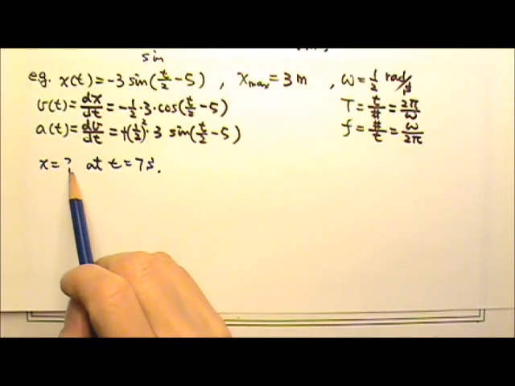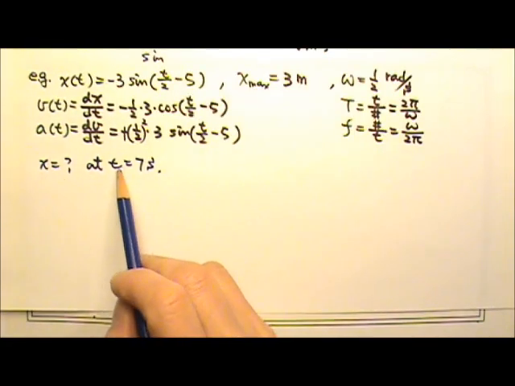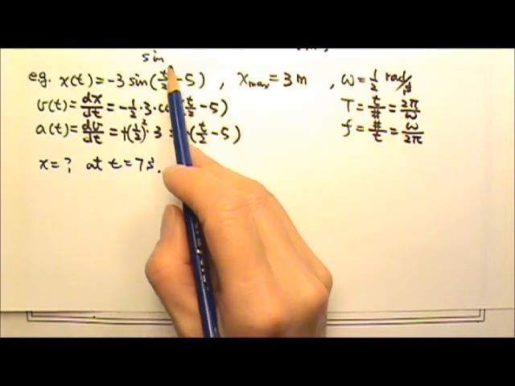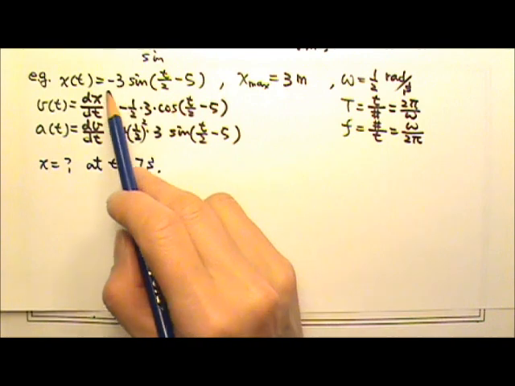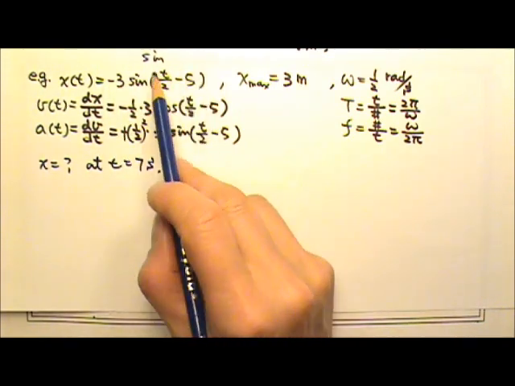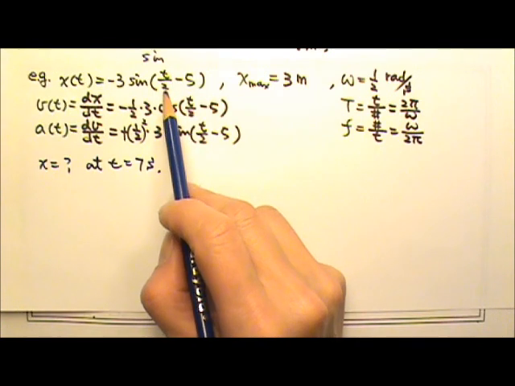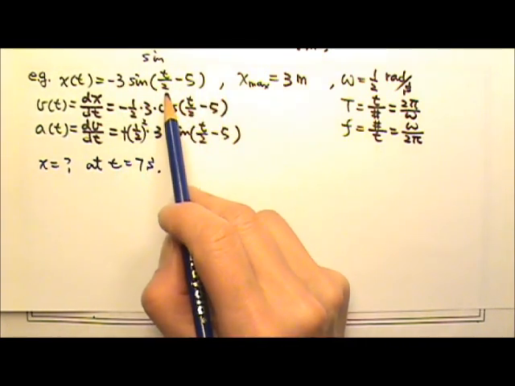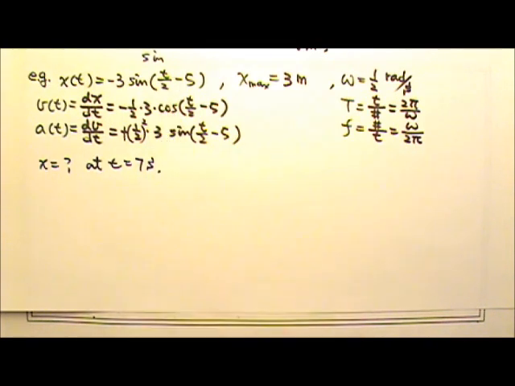If we are asked to find the position at t equals 7 seconds, then what we have to do is to plug in t equals 7 and carry out the calculation. Remember, if this is in standard unit, this is in radians. So when you carry out the calculation for the sine value, your calculator has to be in radian mode.